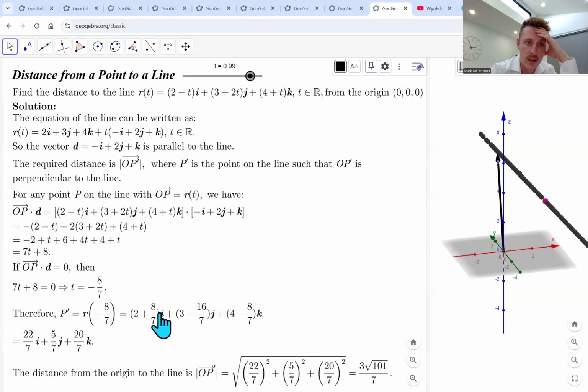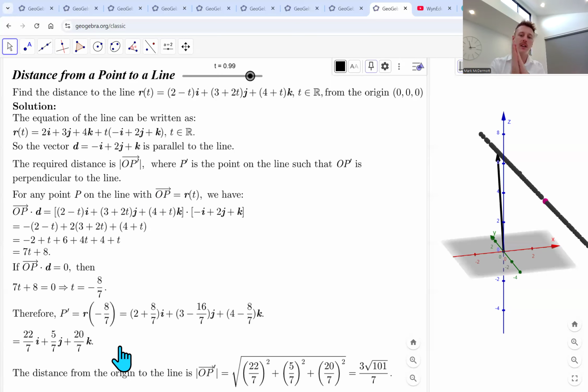Sorry, yep. So subbing negative 8 sevenths into this vector equation. So it's 2 plus, because it's take away negative 8 sevenths, I plus 3 minus 2 groups of negative 8 sevenths. You get the idea, I hope. I'm just butchering it. But basically, we're taking negative 8 sevenths and substituting it in here for t, right? And then simplify, you get this 22 on 7i plus 5 on 7j plus 20 on 7k.